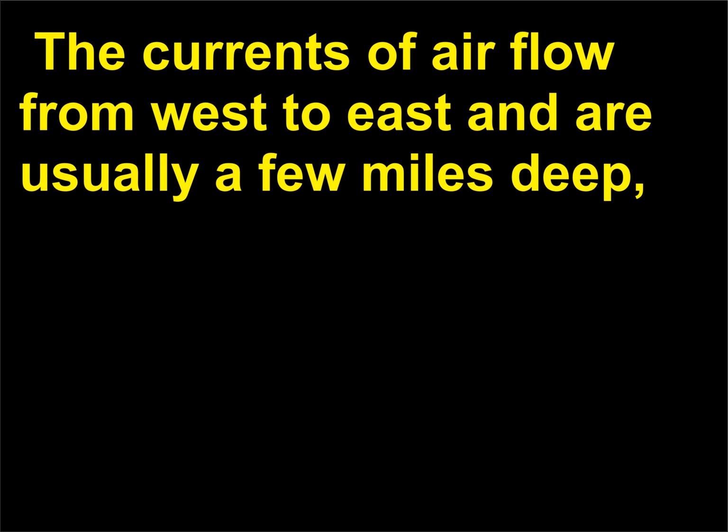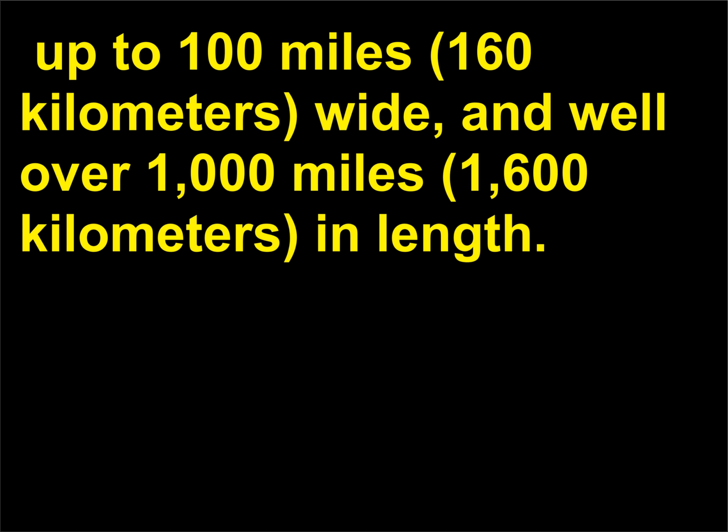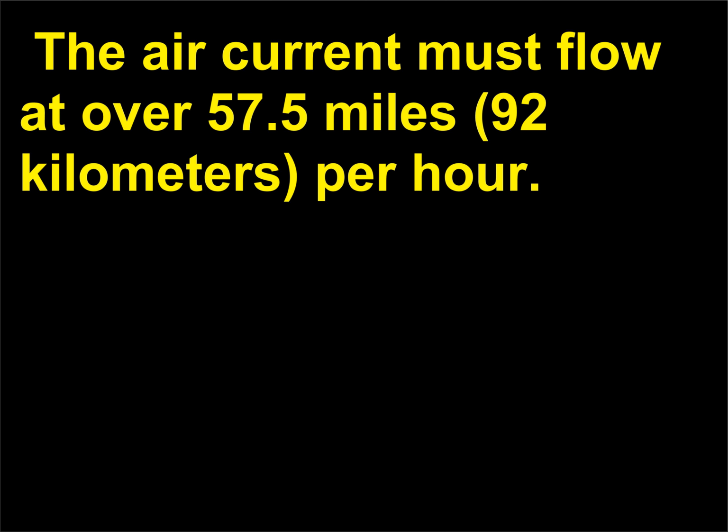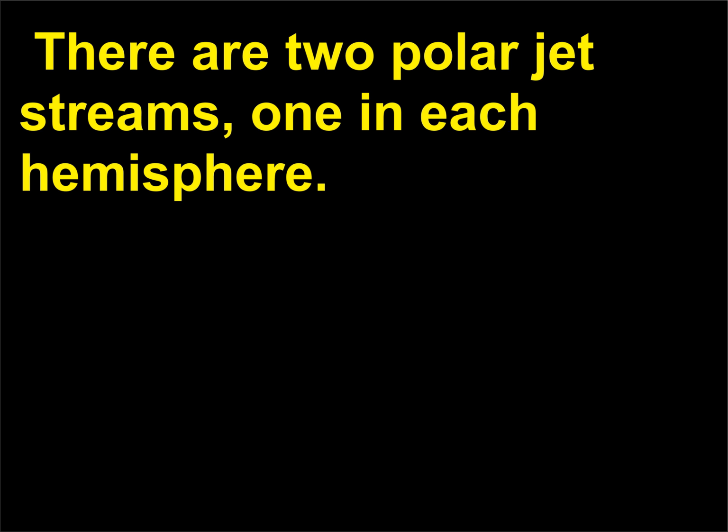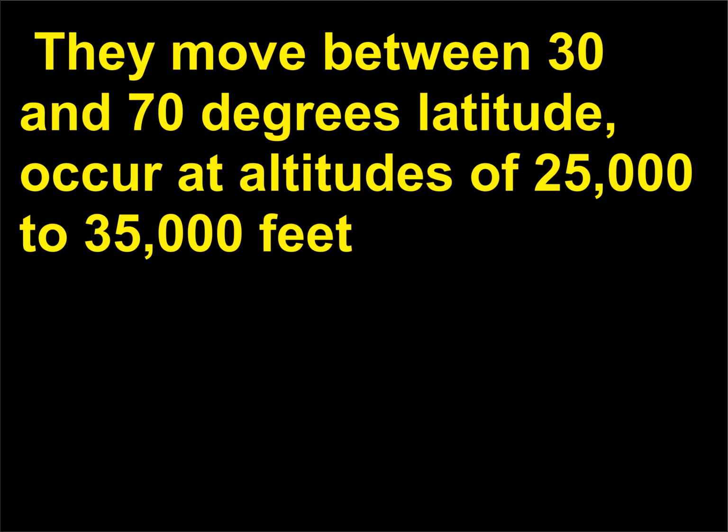The currents of air flow from west to east and are usually a few miles deep, up to 100 miles, 160 kilometers, wide, and well over 1,000 miles, 1,600 kilometers, in length. The air current must flow at over 57.5 miles, 92 kilometers, per hour. There are two polar jet streams, one in each hemisphere. They move between 30 and 70 degrees latitude, and occur at altitudes of 25,000 to 35,000 feet.